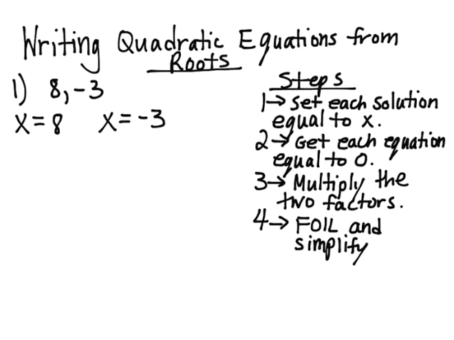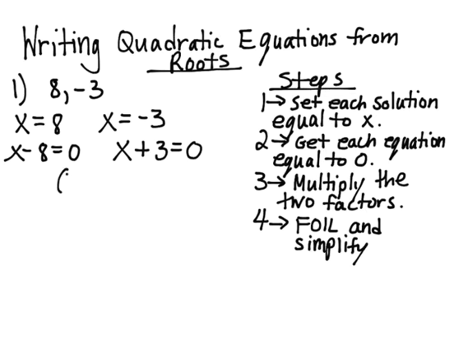Then we're going to get each equation equal to 0. Now, in order to do this, if we have a fraction, there's an extra step we're going to take, but here you can subtract 8 from both sides. We'll get x minus 8 equals 0. So it's kind of like going backwards in the solve by factoring process, at least in these. We'll get x plus 3 equals 0 for the other one. So it's as if you're going backwards.